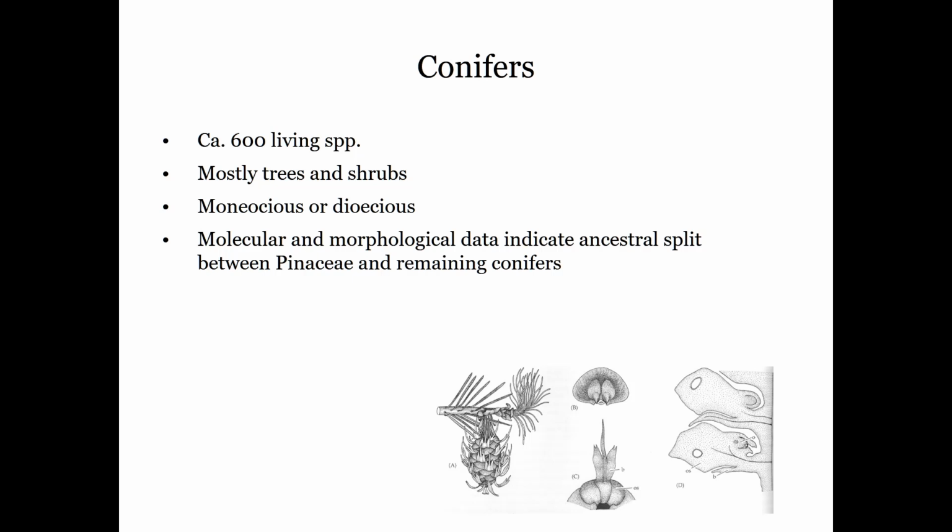There's an ancestral split between the pines, or the Pinaceae, and all remaining conifers, and we'll talk about that again when we get to those specific groups or families. The unique things about conifers are that the embryos are formed within these scales, which are on cones, and they're pretty much out in the open. And so these are often thought of as the gymnosperms, because gymno again means naked or out in the open.